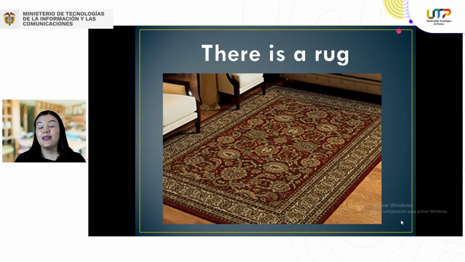Remember that we don't say carpet, yes? That is another thing, so be careful with that. Sorry, carpet, sorry, I forgot to say the word. Recuerden que carpeta en inglés no es carpet, ¿sí? Hay una diferencia entre rag y carpet, que son parecidos, uno es tapete y el otro es alfombra, ¿sí? In this case, it's a little bit bigger, so we can say this is a rag. There is a rag.